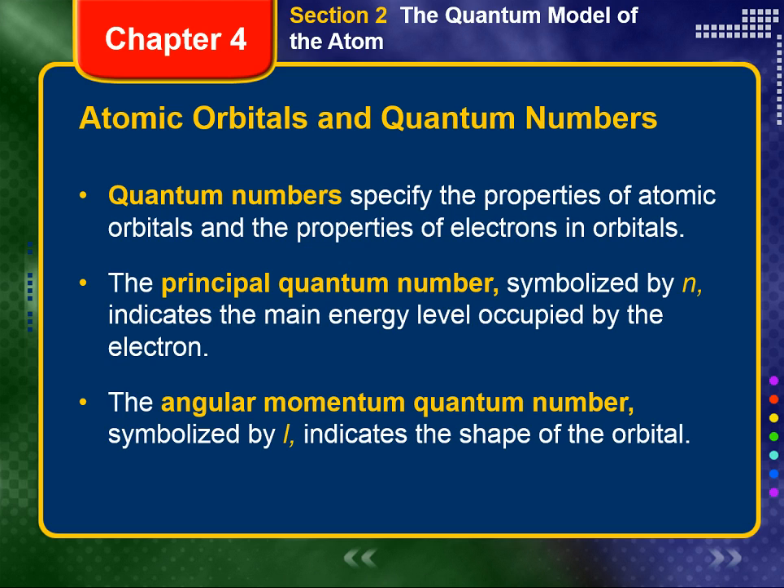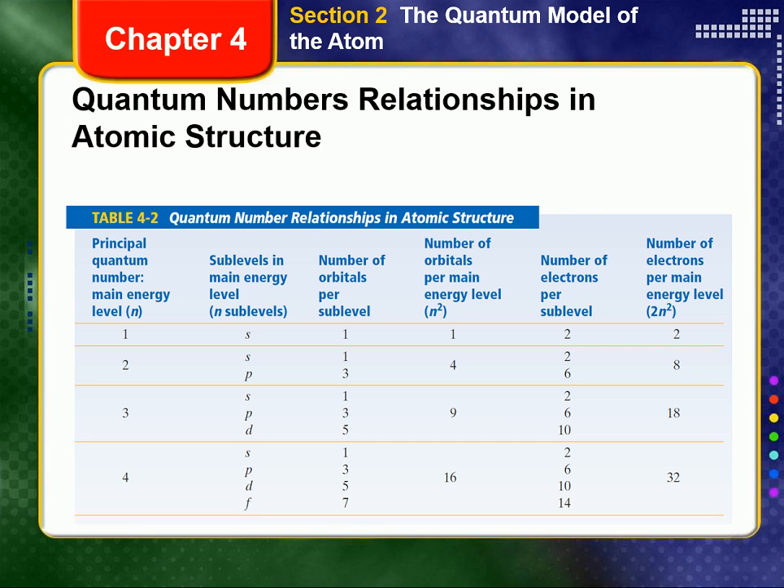The first 3 quantum numbers result from solutions to the Schrödinger equation. They indicate the main energy level, the shape, and the orientation of an orbital. The 4th, the spin quantum number, describes the fundamental state of the electron that occupies the orbital. As you read the following descriptions of the quantum numbers, refer to the appropriate columns in Table 4-2 on page 104 of your text, or on the screen now.